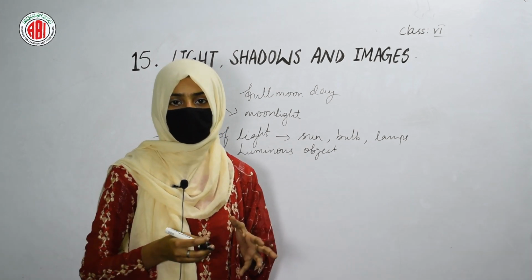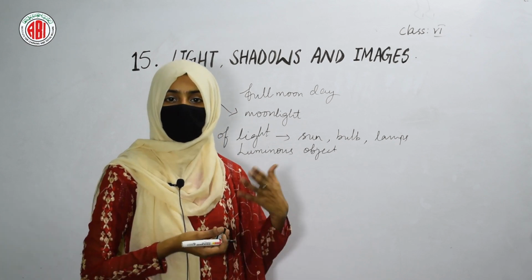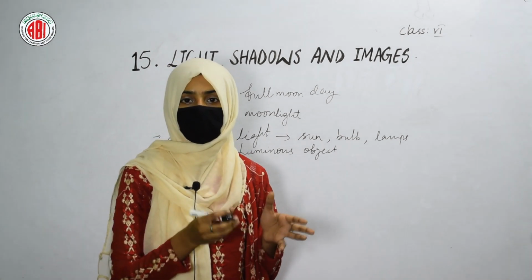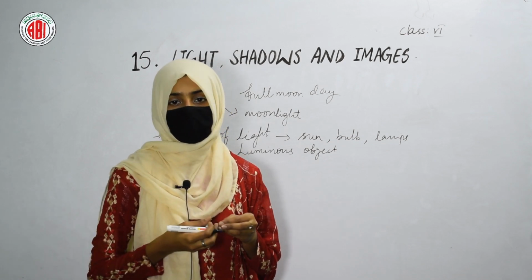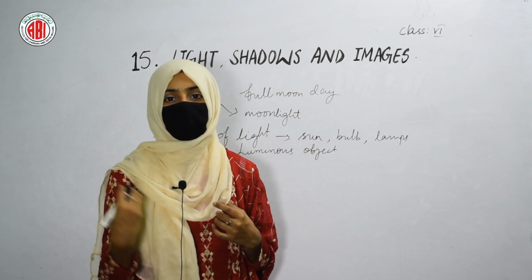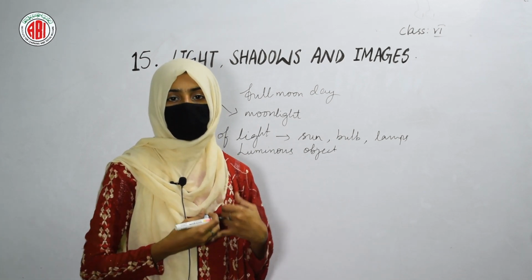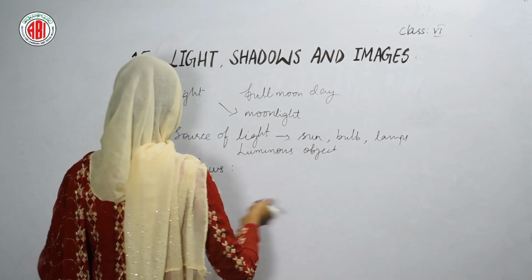When you lock yourself in a dark room, you cannot even see your shadow because there is no light. But when you go into a dark room where a window is present through which the light is entering the room, there you can see your shadow. So light is also an important factor to form shadows on the screen. So shadows are formed when the light is present.